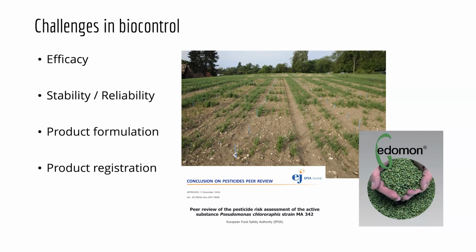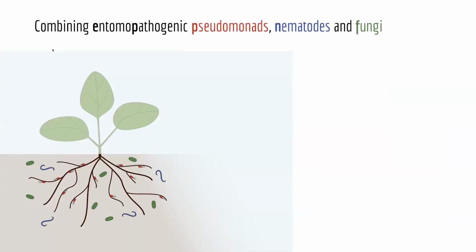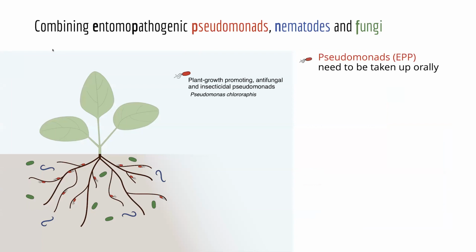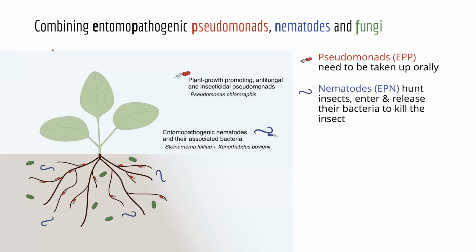And in my project, I focused on the first 2 points, on the efficacy and reliability, that we wanted to improve by combining different biocontrol agents. And in order to present you my project, I also have to present you all the agents that I was working with. So the Pseudomonas I already introduced. And then I was also working with entomopathogenic nematodes. Entomopathogenic just means that they're killing insects. And the nematodes are living in the soil and actively hunting for insects.